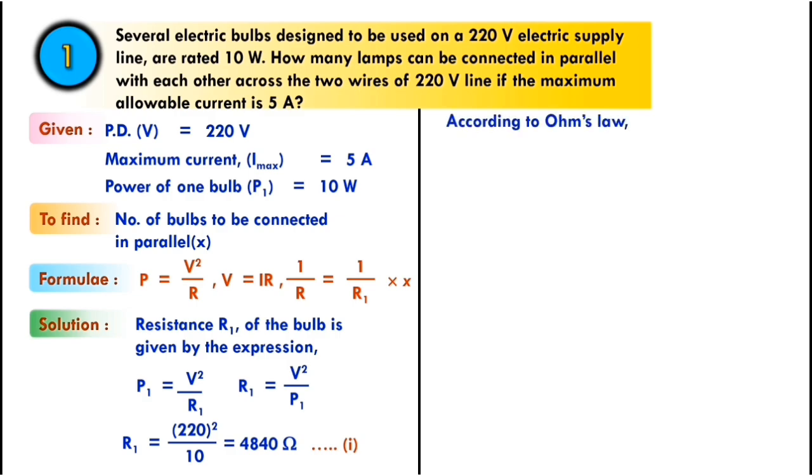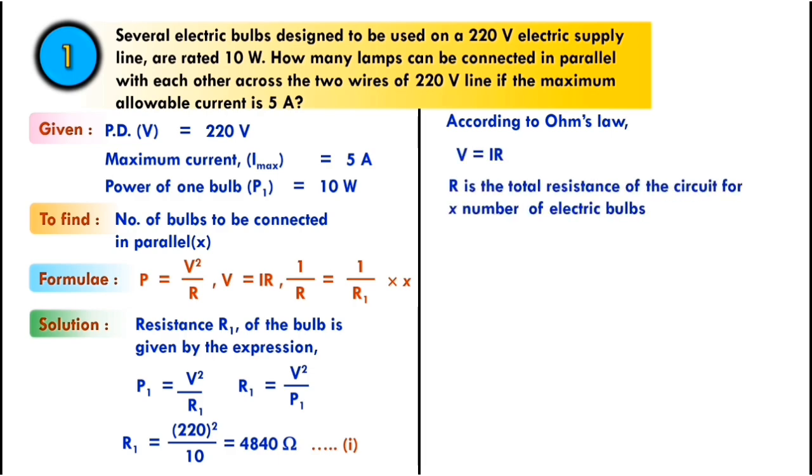Now see here, according to Ohm's law, we know that V equal to IR. So this R is the total resistance of the circuit for X number of electric bulbs. So R equal to V upon I. Now we know that V is 220 and current is 5 ampere. So resistance equal to 44 ohm, and mark it as equation 2.